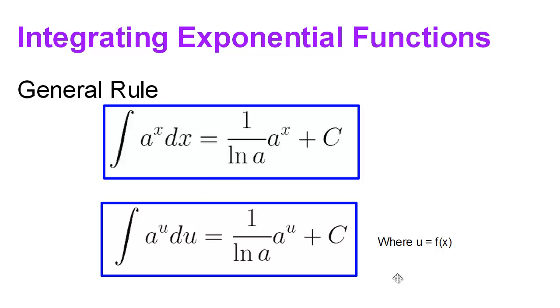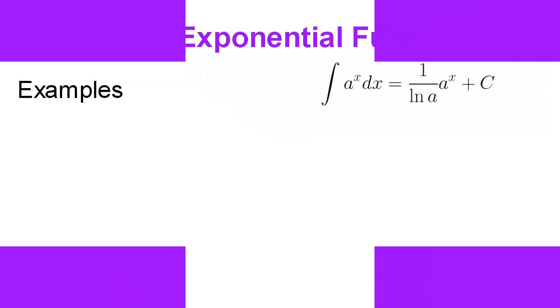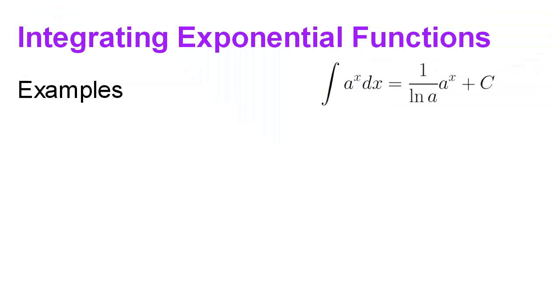And we can also, just like we have handled other more complex functions, where it's not just a to the x, it's a to some function of x, where u is the function of x, the integral of a to the u du is 1 over the natural log of a times a to the u plus c. We do have to have the du in there for that to work. So those are our general rules for integrating exponential functions of any base. With those rules in mind, let's go ahead and work through some examples.